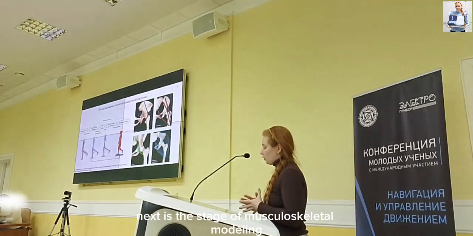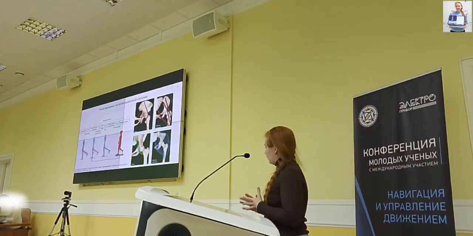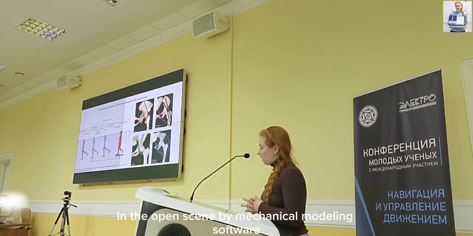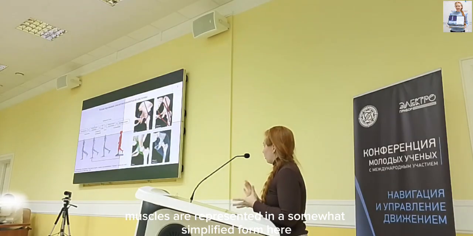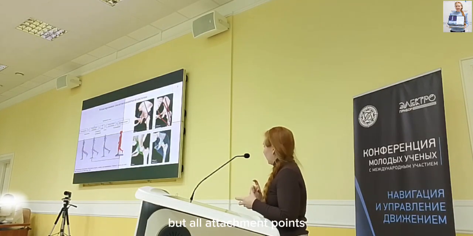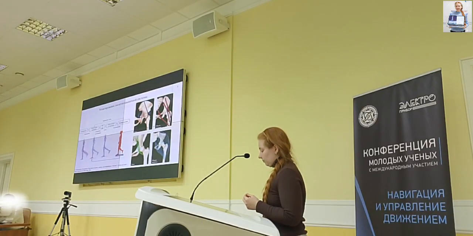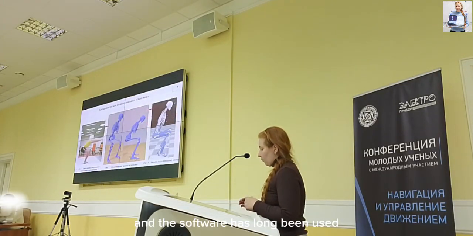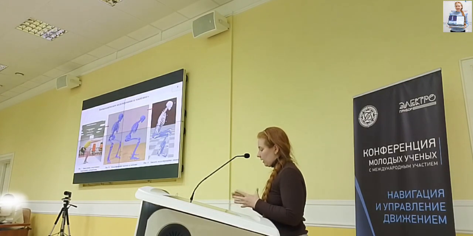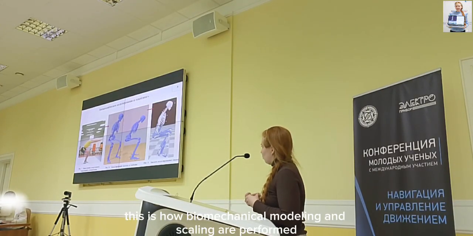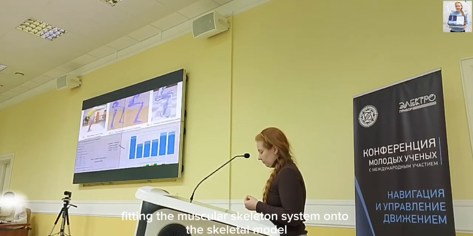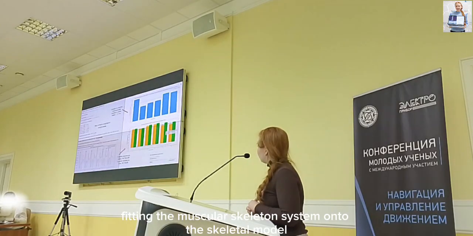Next is the stage of musculoskeletal modeling in the OpenSim biomechanical modeling software. Muscles are represented in a somewhat simplified form here, but all attachment points are preserved, and this software has long been used even for surgical planning. This is how biomechanical modeling and scaling are performed, that is, fitting the musculoskeletal system onto the skeletal model.